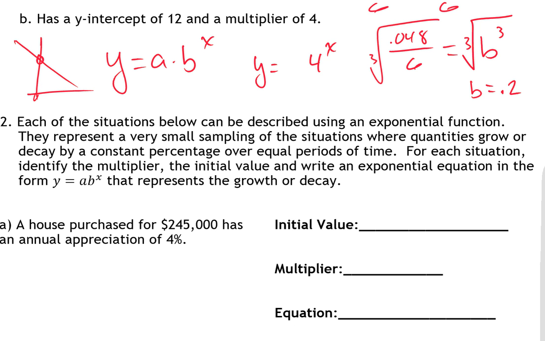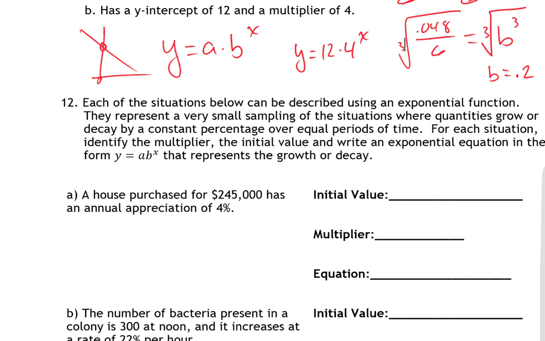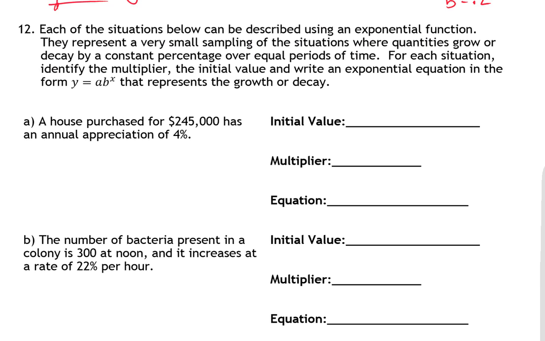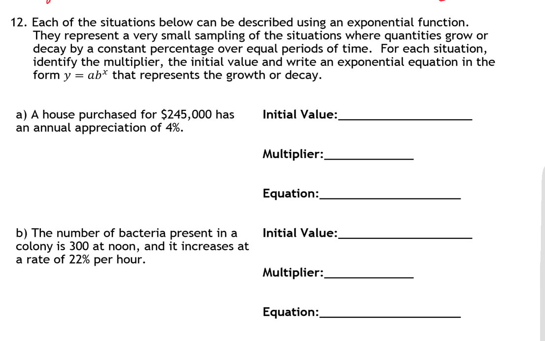All right, number 12. Each of the situations below can be described using an exponential function. They represent a very small sampling of the situations where quantities grow or decay by a constant percentage over equal periods of time. For each situation, identify the multiplier, the initial value, and write an exponential equation in the form y equals a times b to the x.